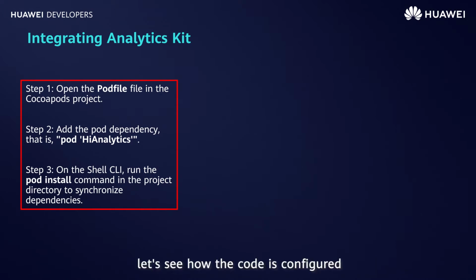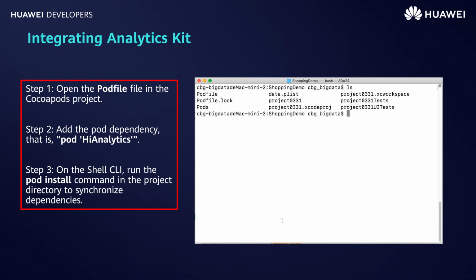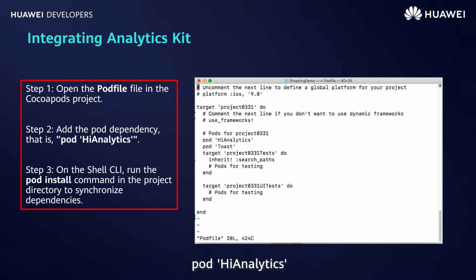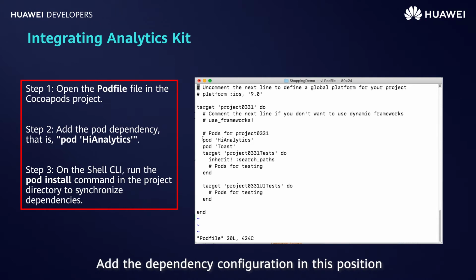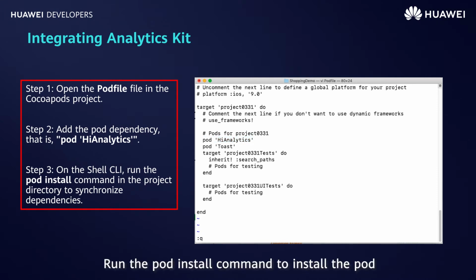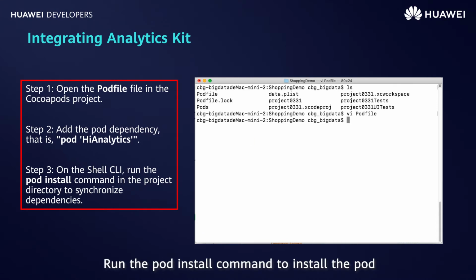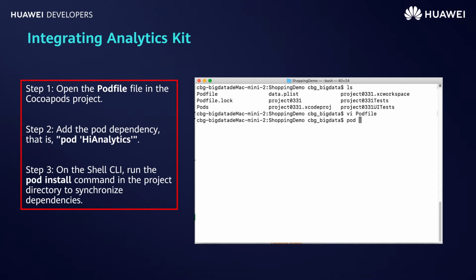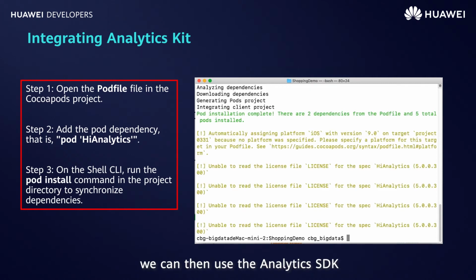Okay, let's see how the code is configured. Open the pod file in the app directory. Add the pod dependency, that is pod HiAnalytics. Add the dependency configuration in this position. Save the pod file. Run the pod install command to install the pod. After the command is executed, we can then use the Analytics SDK.